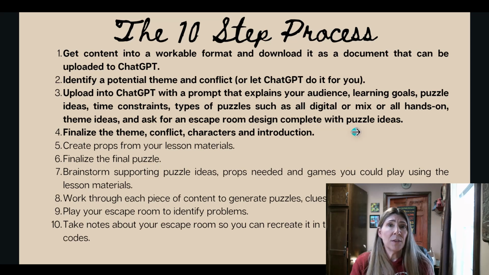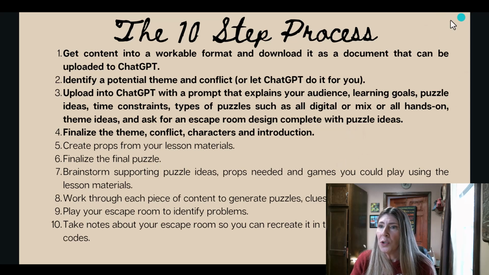So at this point, I've used ChatGPT to identify the theme, the storyline, and the characters for the McKinsey 7S model of change. So the next step is to create props from the lesson materials. We're not quite ready for puzzles yet, but I have to identify what content I need them to actually see and read over. It's that important that they see it in an unaltered, unchaotic form. And then I'm going to finalize the final puzzle.